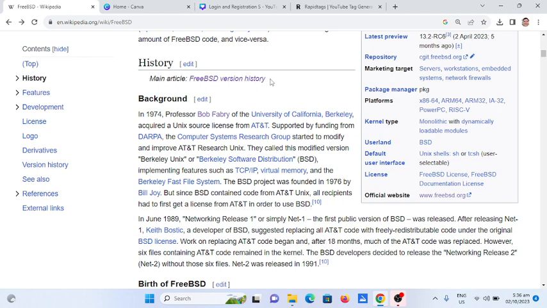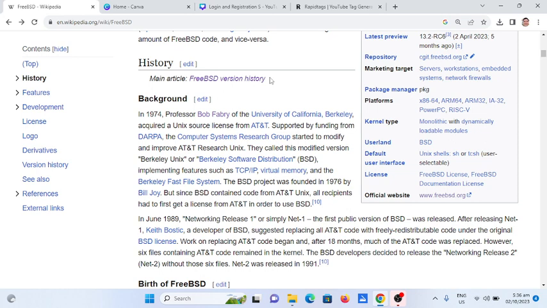So let's begin. FreeBSD is one of the most popular open source operating systems that is quite similar to the Unix operating system. So in this video, we will talk about its history. So we have here, courtesy of wikipedia.org, background.